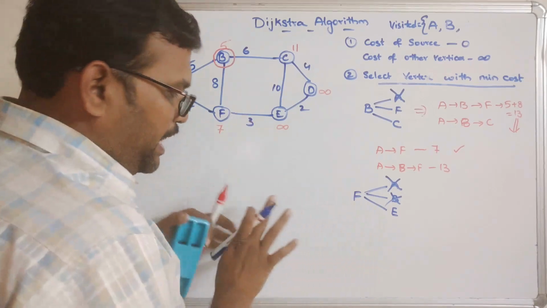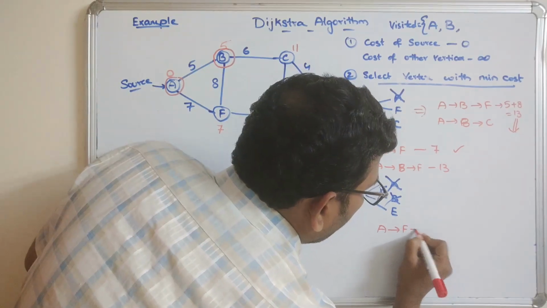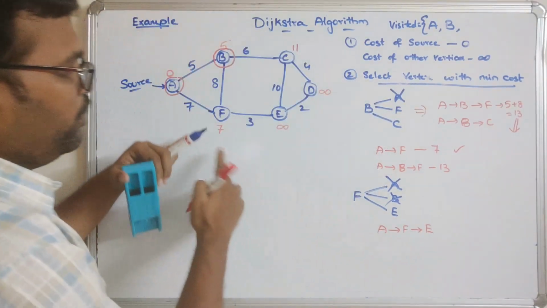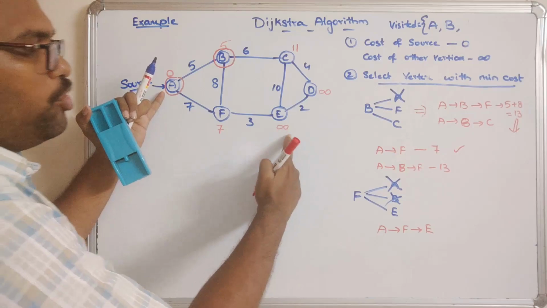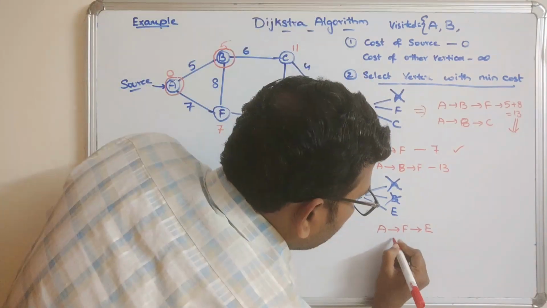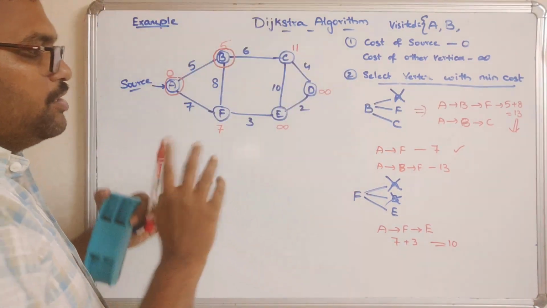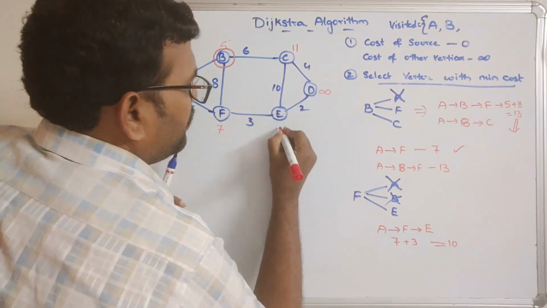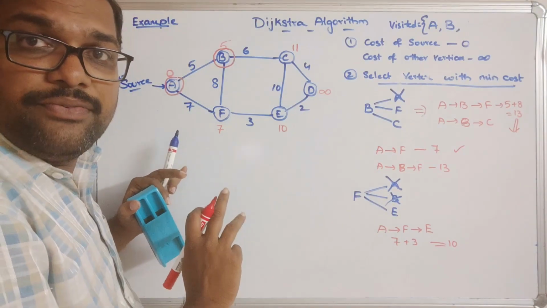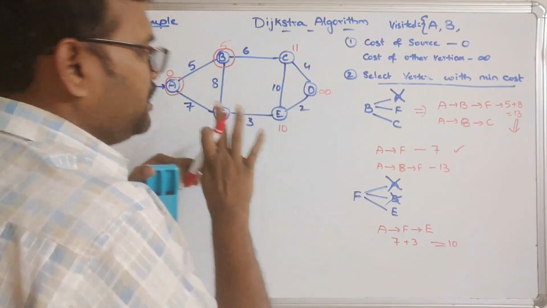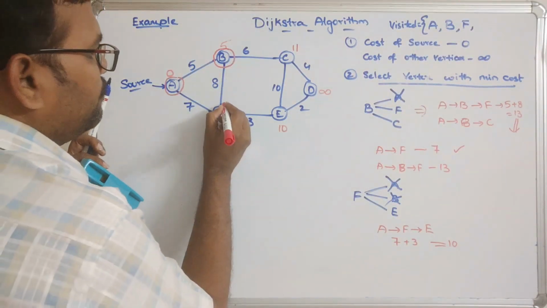But here this implies A to F and F to E. So what is A to F? It is 7. The cost plus 3, 10. In order to reach from A to E, the cost will be 10. So this is 7 and this is 3, which gives 10. Right? So update this cost to 10. Any other neighboring edges? No. So obviously we can add this F, and this is visited.